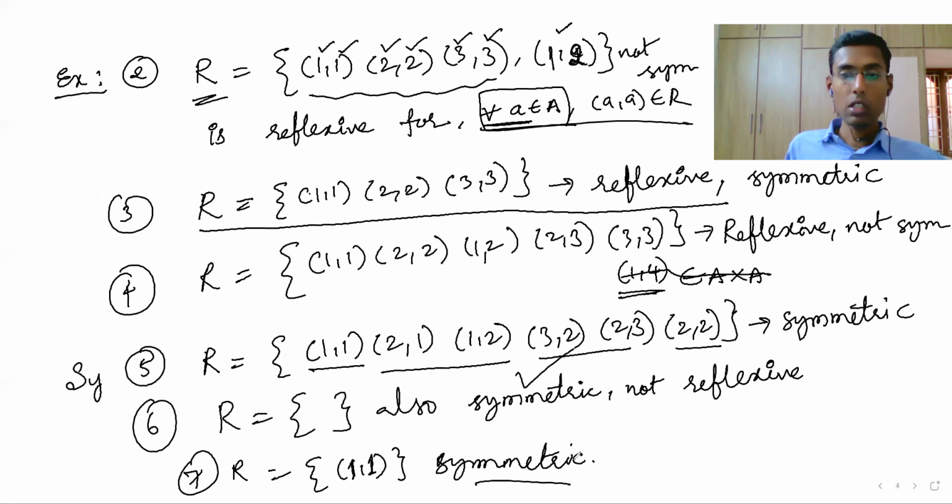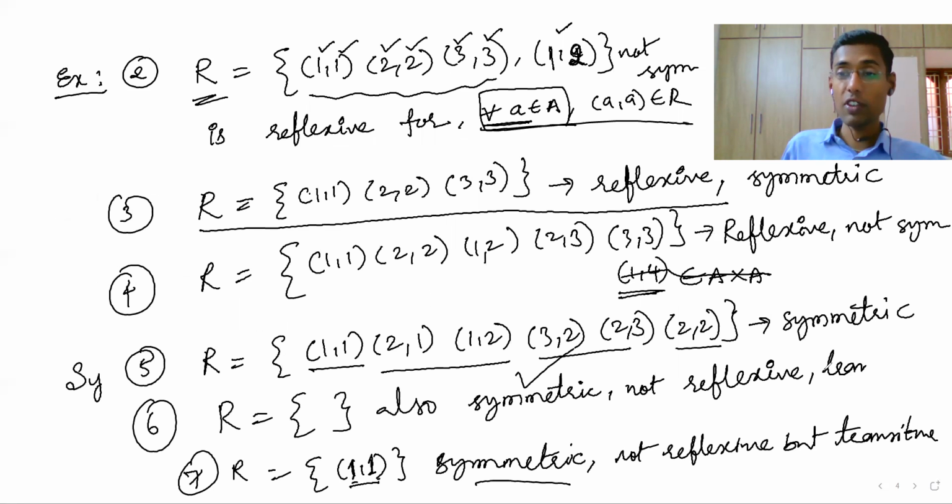So, for example, here, example 7: this is symmetric, not reflexive. But is it transitive? How is it transitive? Here AB is there, but BC you don't have. So this is also transitive. If at all AB, BC is there, then you should look for AC.